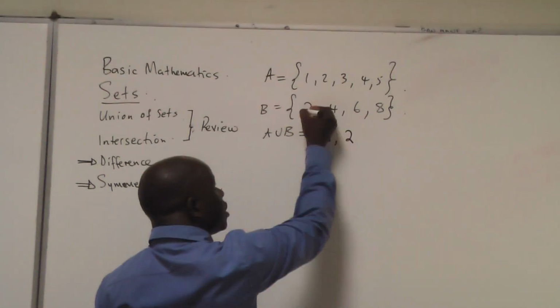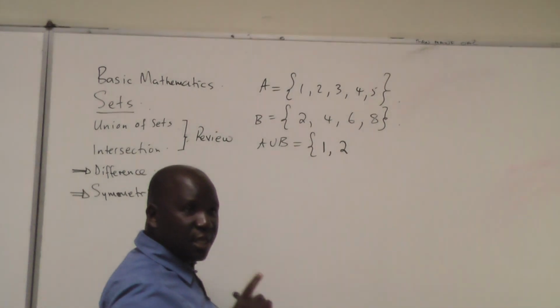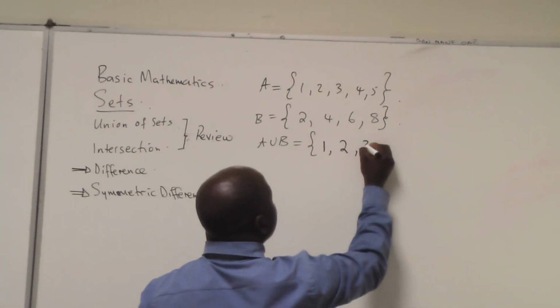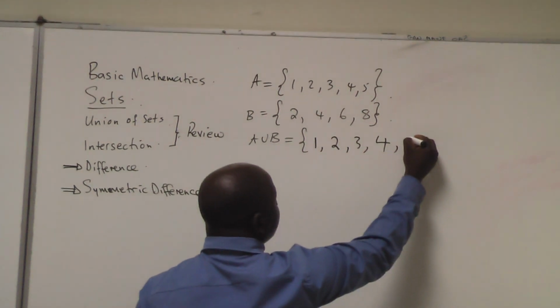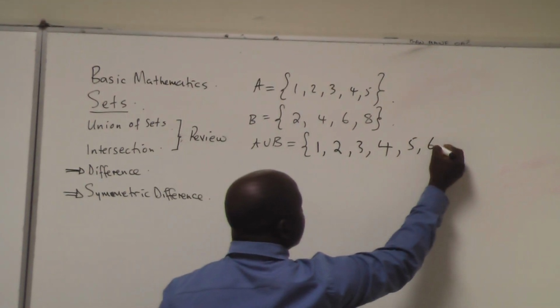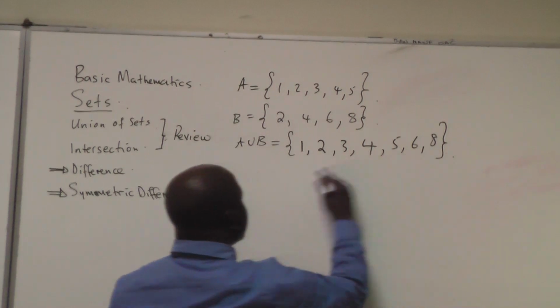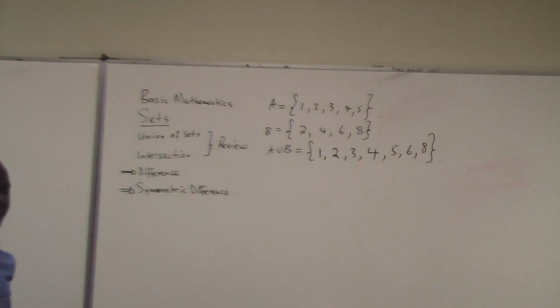I want you to take note, 2 must be written once in the union. Then 3, 4 must be written once in the union. 5, 6, 8. This is the union between two sets.